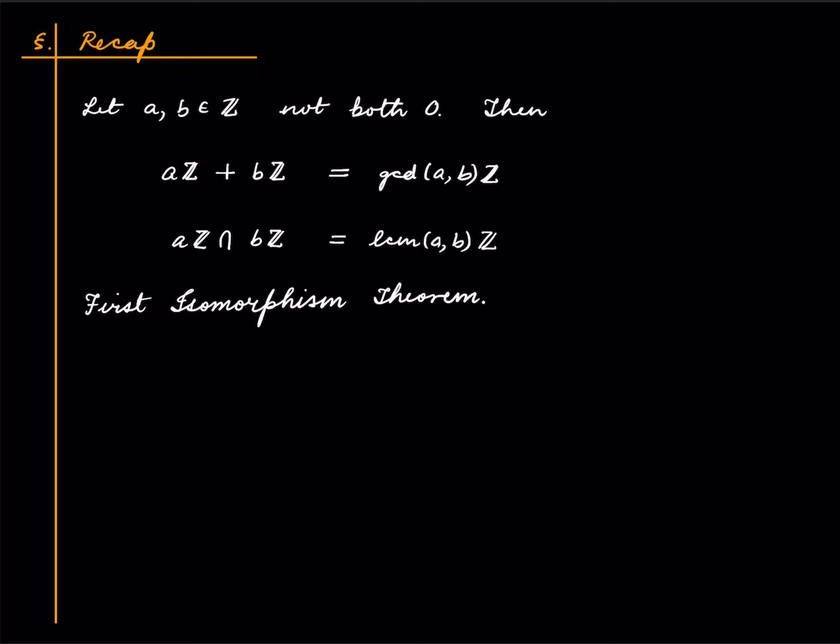So we saw that if a and b are two integers, not both of them 0, then this particular subgroup is a sum of two subgroups. In an abelian group, the sum of any two subgroups is again a subgroup, and we saw that this particular subgroup is actually equal to that. This was a consequence of Euclid's theorem. We also saw that the intersection of these two subgroups is this particular subgroup. And therefore, the GCD and LCM have group theoretic interpretations.